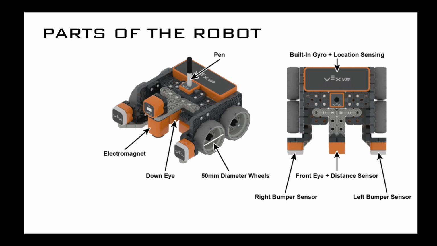here we have the built-in gyro plus location sensing. Okay, so location sensor. Later you'll know what kind of sensor that is. In front, we also have a front eye plus distance sensor here. And on the left and right side of the robot, we have the bumper switch sensors.